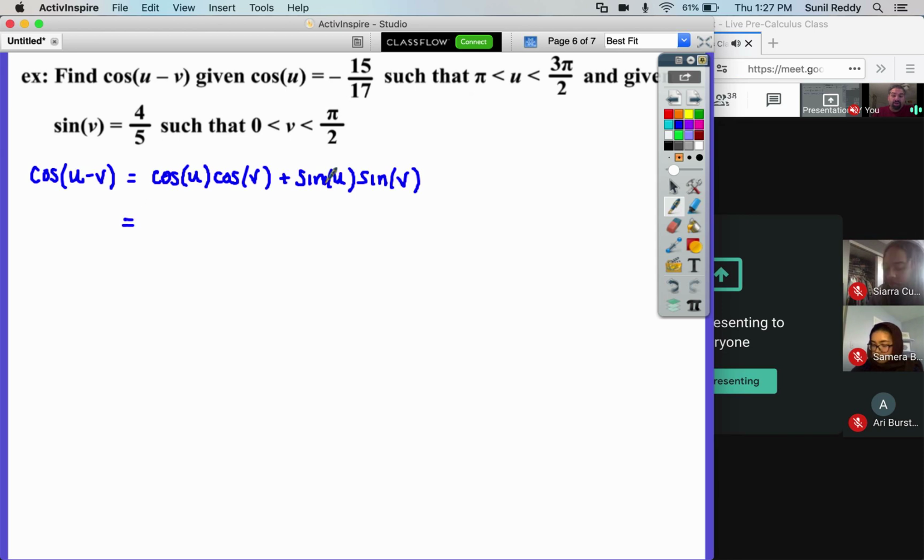Of these four terms here that I have, I already know two of them. I know that cosine of u is negative 15 over 17 because that was in the problem itself. I don't yet know the cosine of v though, so that's going to have to stay blank for the time being. Plus, the sine of u I wasn't given either, so that's going to have to stay open. But the sine of angle v I was given in the problem as 4/5, so I'm going to substitute there 4/5. How am I going to find the cosine of v, and how am I going to find the sine of u? Ideas?